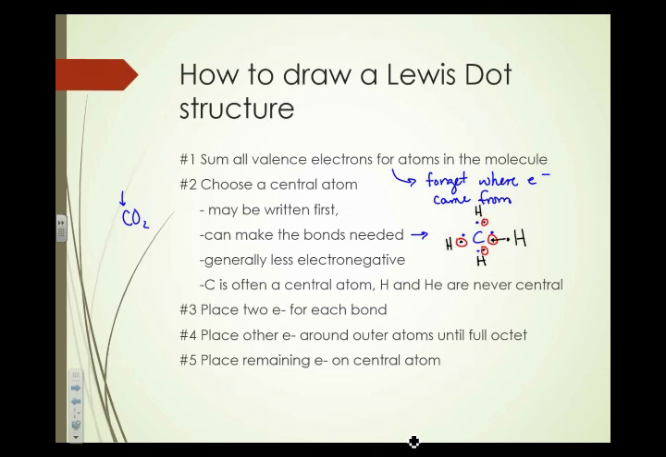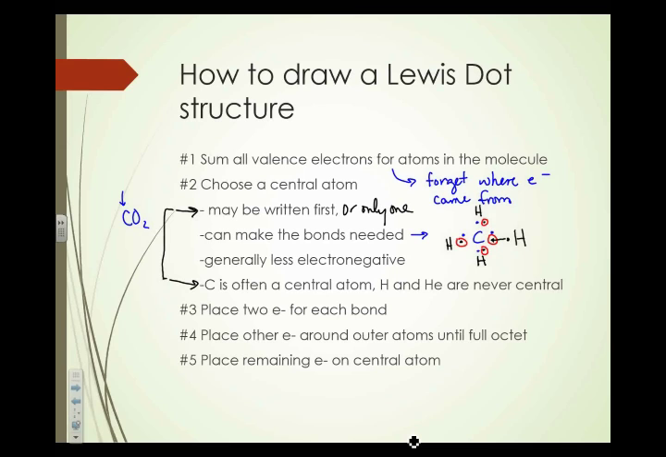Of the ways that we determine the central atom, this is probably the one that you use the least at this level, at the introductory level. The next one, that it's generally the least electronegative element, also is something to be aware of, but not as often used. Pretty much if it's written first, or there's only one of it, that's often your central atom. And the last one here is that carbon is often the central atom. Hydrogen and helium are never central. Pretty much these two guys are the main decision-making factors often.